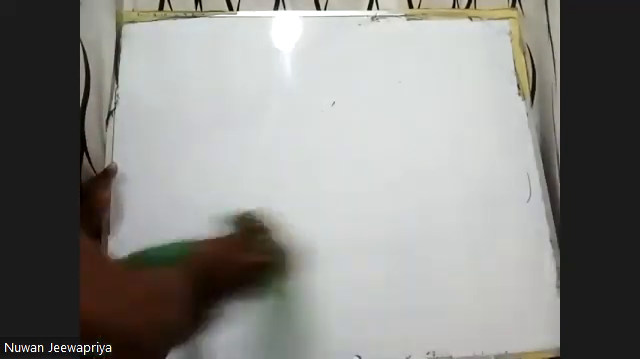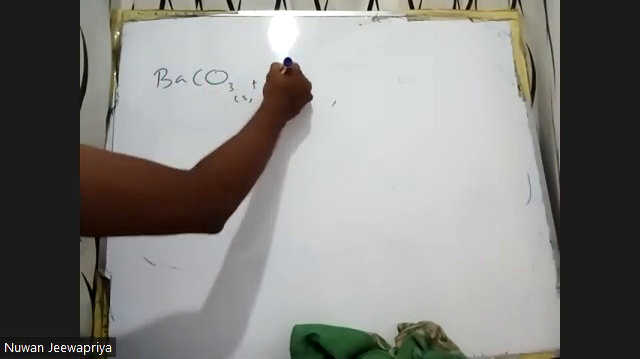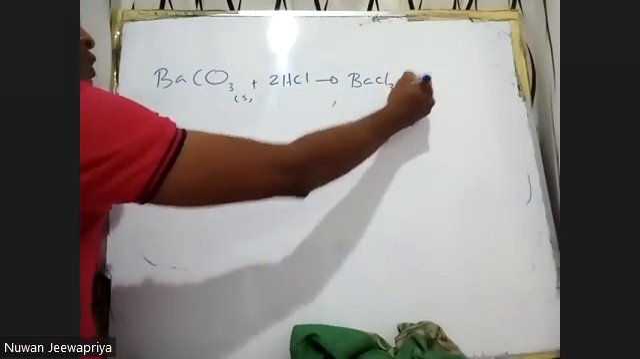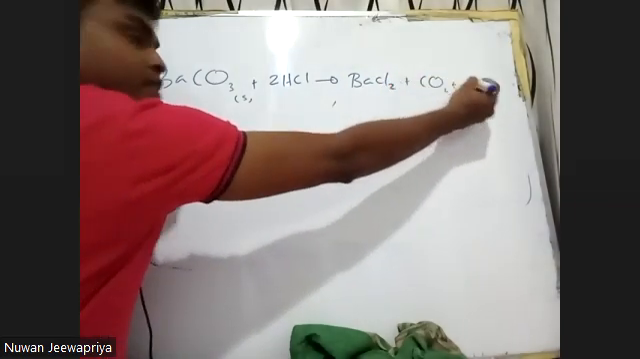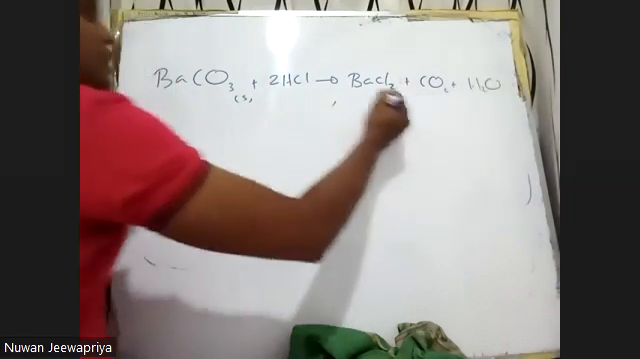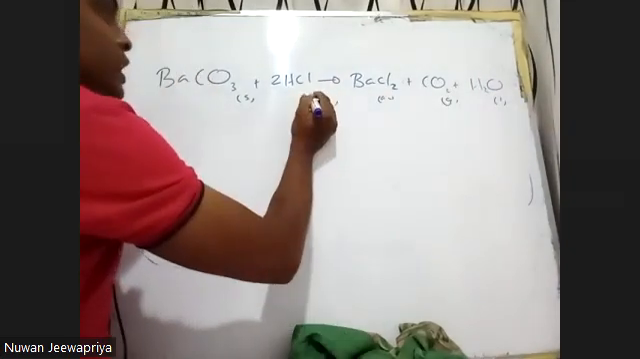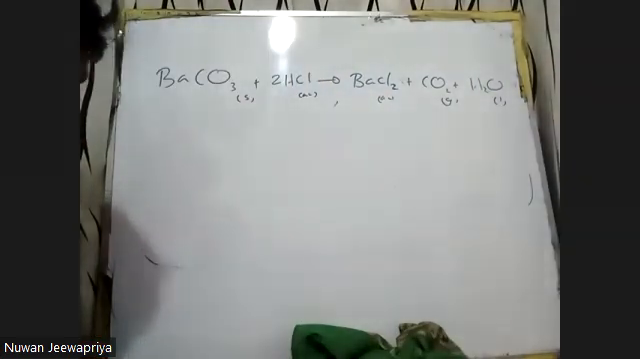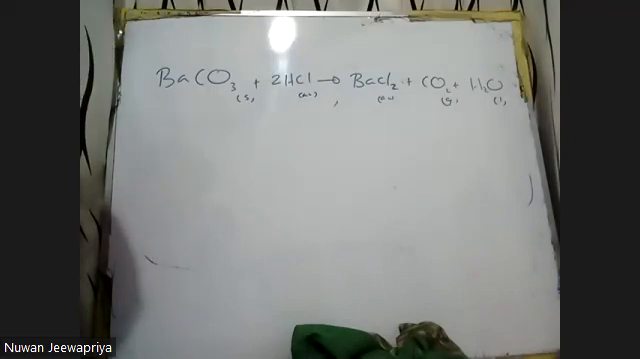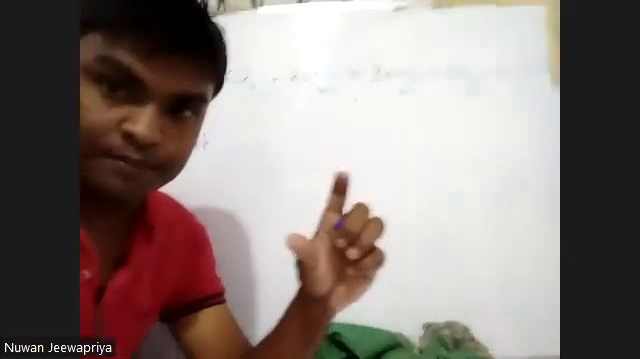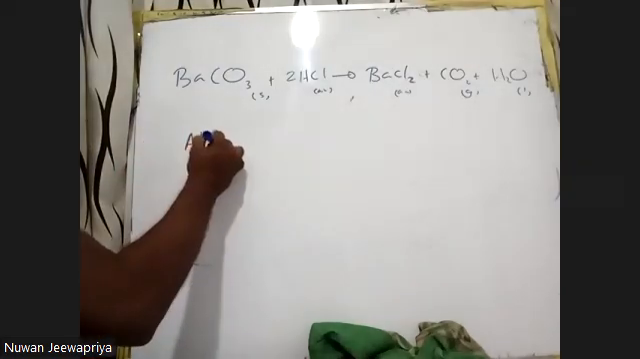First of all, I will write this equation: BaCO3 solid plus 2HCl gives BaCl2 plus carbon dioxide plus water. BaCl2 is aqueous, carbon dioxide is a gas, water is a liquid, and HCl is aqueous. They ask to calculate the atom economy for barium chloride. So what is the atom economy equation? You need to remember this atom economy equation.